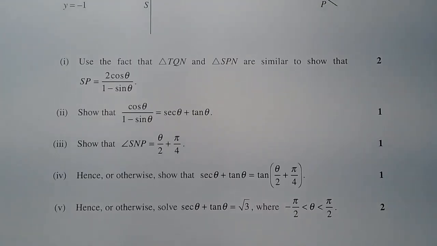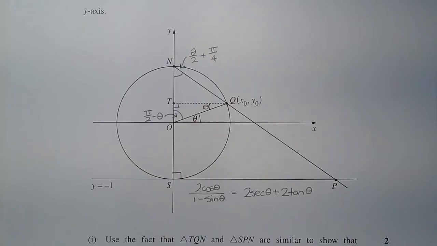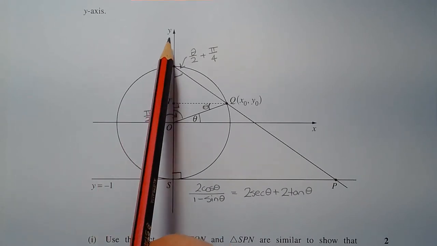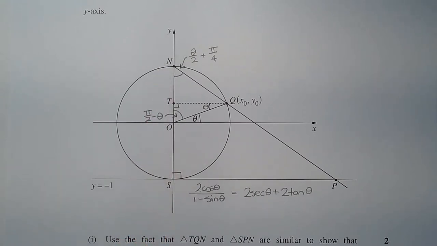Part 4. Hence, or otherwise, show that sec theta plus tan theta equals tan of theta over 2 plus pi over 4. In right angle triangle NSP, side SP is equal to 2 cos theta over 1 minus sine theta, which equals 2 sec theta plus 2 tan theta. That's from parts 1 and 2. Side NS is equal to 2 units, since NS represents the diameter of the unit circle. And angle SNP is equal to theta over 2 plus pi over 4, and that's from part 3.